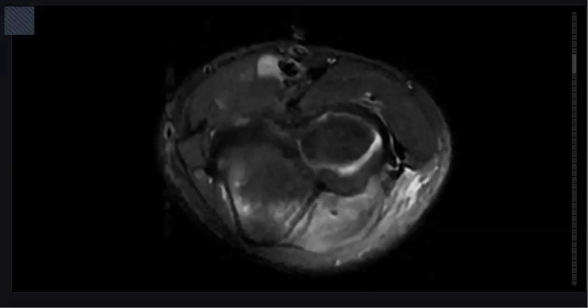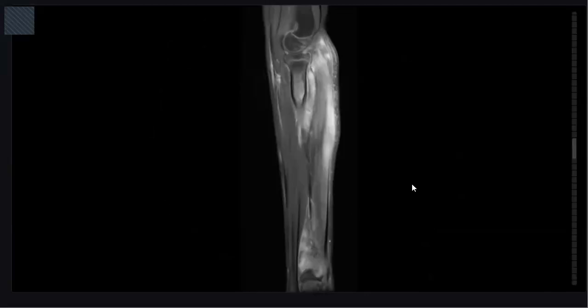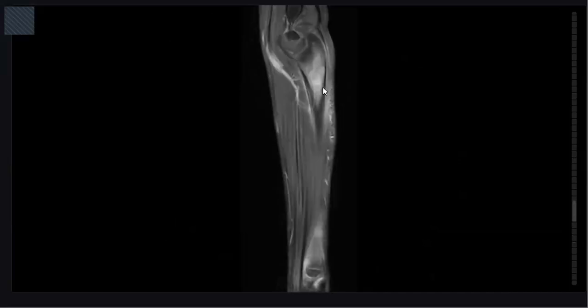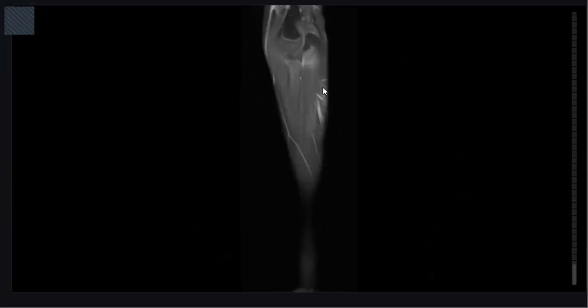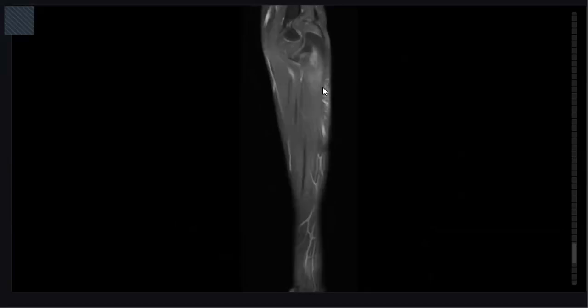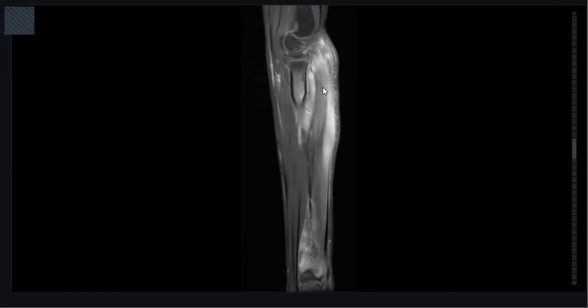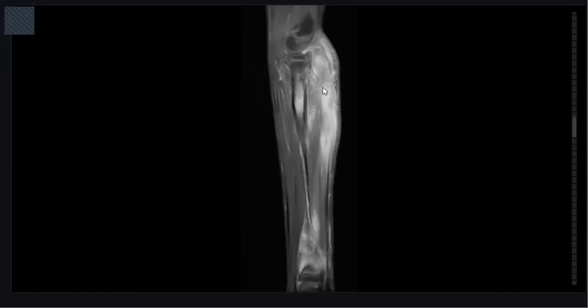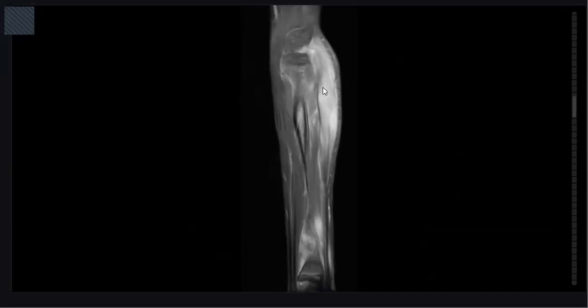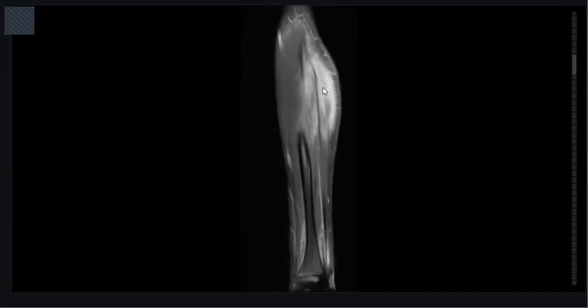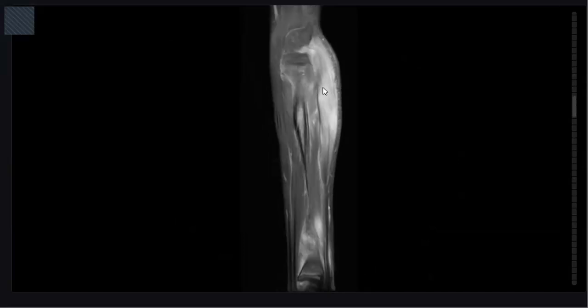There is extension of the lesion to the surroundings. Here is a post contrast. Scrolling through the post-contrast imaging to see the contrast enhancement of the lesion and the extension to the surrounding structures.